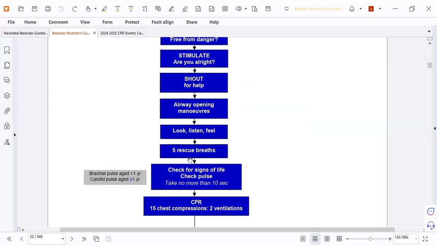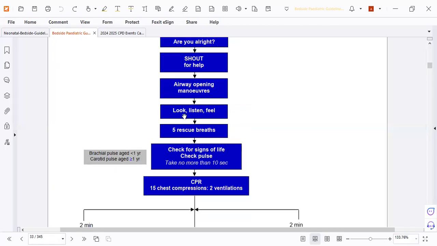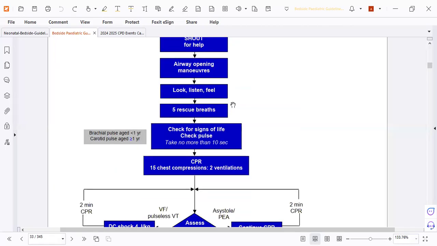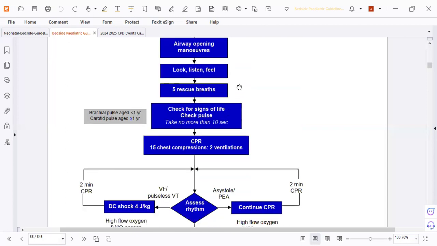Start with ABC, basically the airway opening maneuvers that we have mentioned before. Look, listen, and feel. 5 rescue breaths, and this is your first step. Check for signs of life and check pulse. Okay, is he still alive or not? Take no more than 10 seconds for this step.